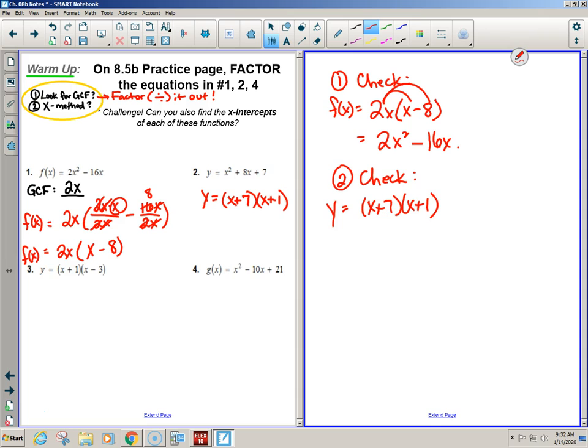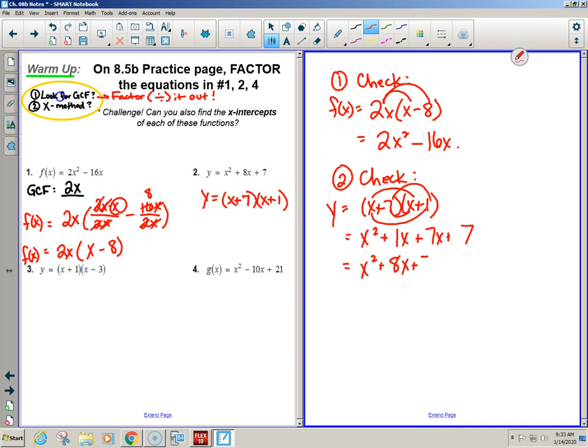FOIL. So if we FOIL, we would do first, what's x times x? X squared. Then we would do outer. What's 1 times x? So it's a positive, so we do positive 1x. What's inner? 7 times x. And what's last? 7 times 1. Oops, I already did a plus. Plus 7. So 8x. Then wouldn't we combine like terms? So was I right?